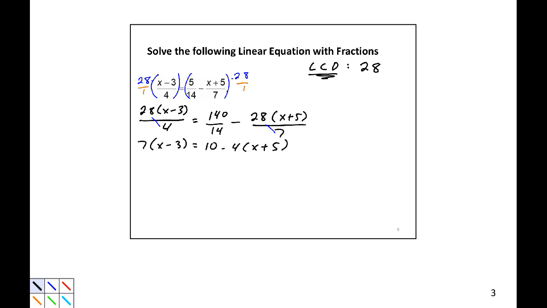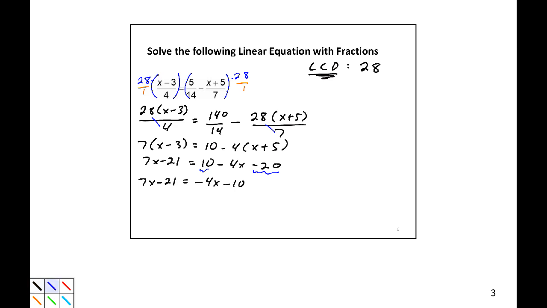Now it's an equation of the last type we'd worked with. It's still a linear equation, so we'll go ahead and distribute. That would be 7x minus 21 equals 10 minus 4x, and that would be a minus 20, when we distribute that minus 4 to both the x and the 5. I'm going to combine like terms on the right side, my constants. So this will be negative 4x, and that will be a minus 10. Equals the 7x minus 21.